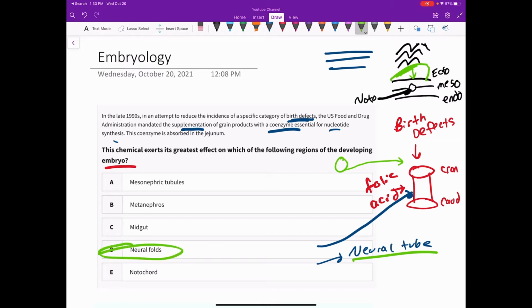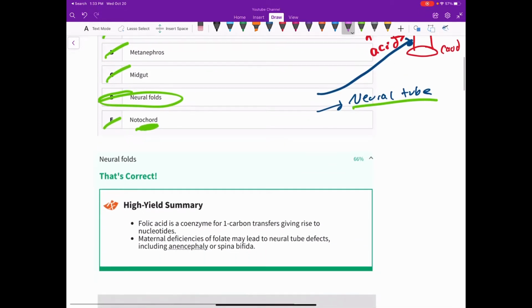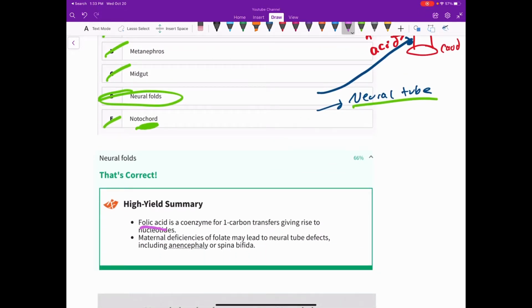So that's the answer. So notochord's wrong. Midgut's wrong, mesonephros and pronephric tubules are wrong. The only reason you would think notochord might be right is because you know it's from the mesoderm and you remember that circle, but you have to remember that this notochord does not form the neural tube. The neural folds is what formed the neural tube. So let's look at our answer. That's right, yeah. Okay, folic acid was the thing, the coenzyme, and yeah, spina bifida, anencephaly, neural tube defects, we said that.